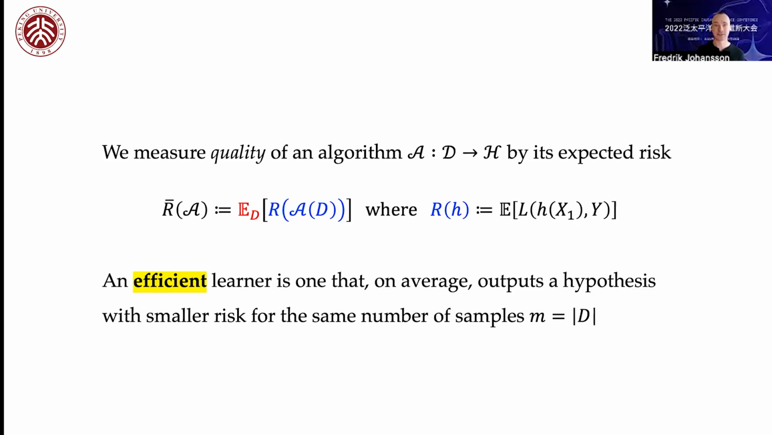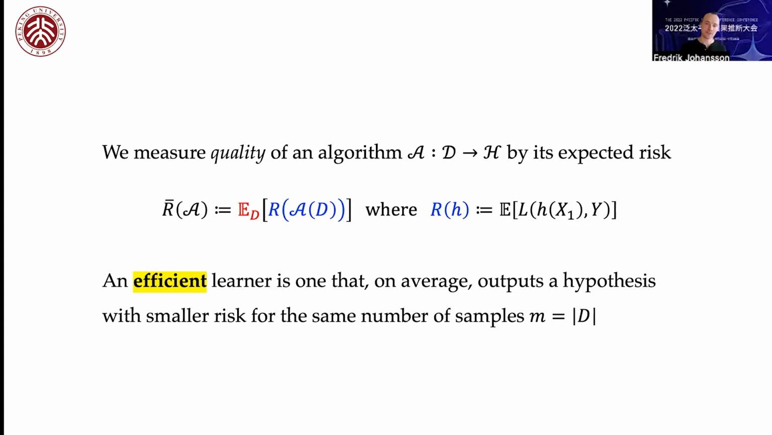Otherwise, the risk is the same as you are used to. And then we say that an efficient learner is one that, on average, outputs a hypothesis which has smaller risk than another learner or another algorithm using the same number of samples. So then you're more efficient.